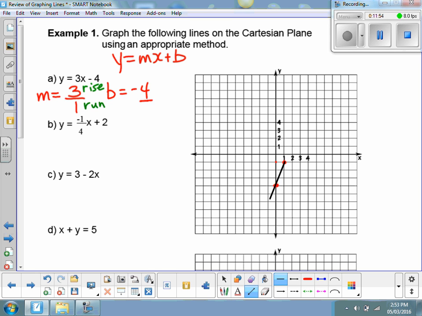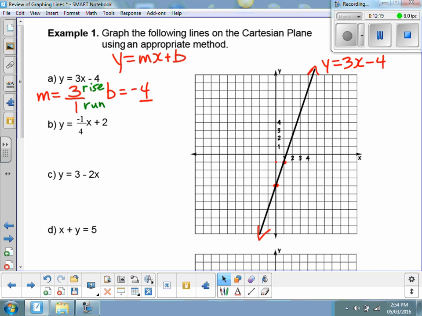I can draw my line through these points. Okay, so it's going to look like that. And we can put our arrowheads on the end, and we'll label that y equals 3x minus 4. All right, the next one.